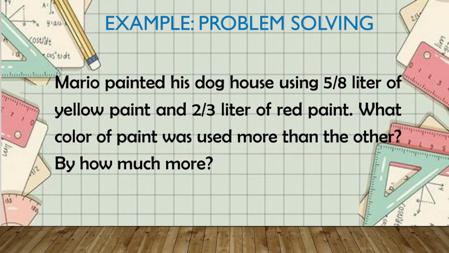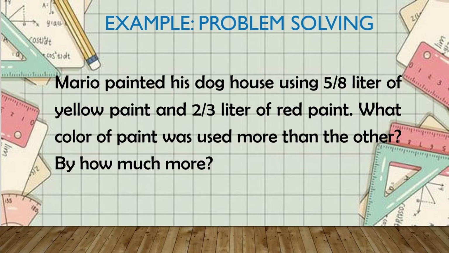This topic or this problem is in your module, on page 29 and page 28. So, we have here example number 1. Mario painted his dog house using 5/8 liter of yellow paint and 2/3 liter of red paint. What color of paint was used more than the other? By how much more?